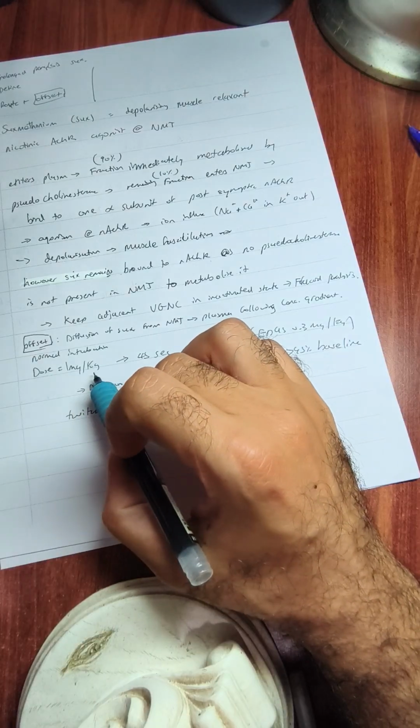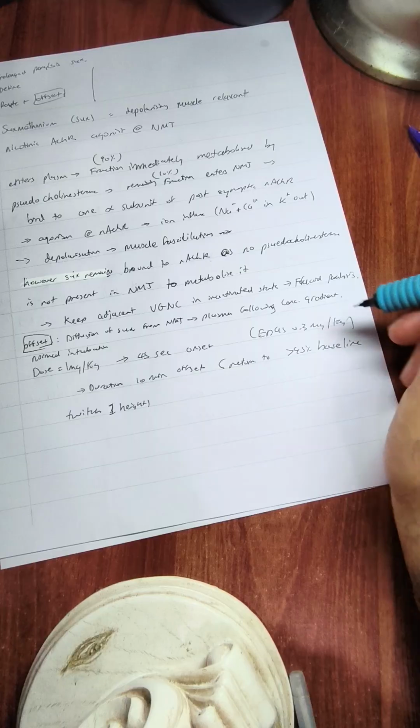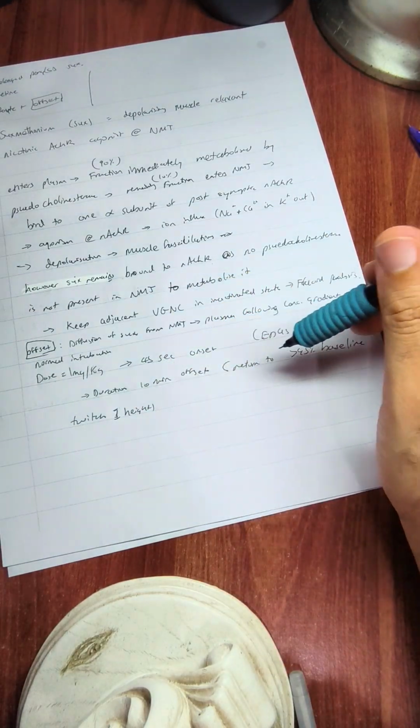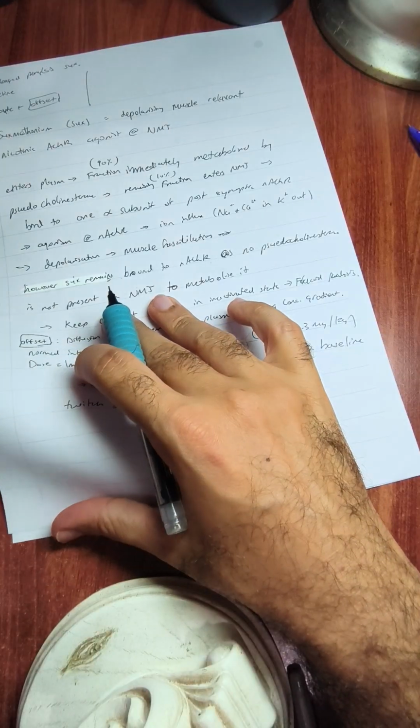The dose is normally 1 milligram per kilo, with a 45-second onset. ED95 is 0.3 milligram per kilo. The duration is a 10-minute offset, with return to about 95% of baseline twitch 1 height.